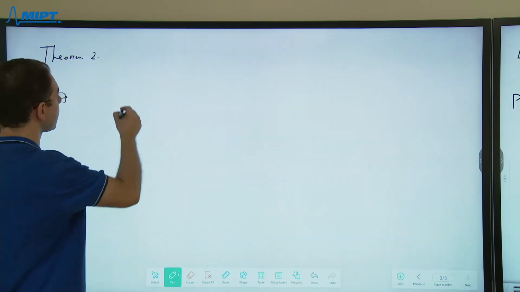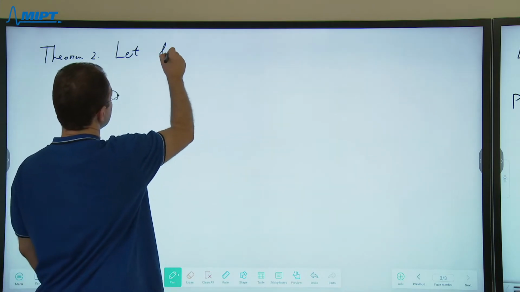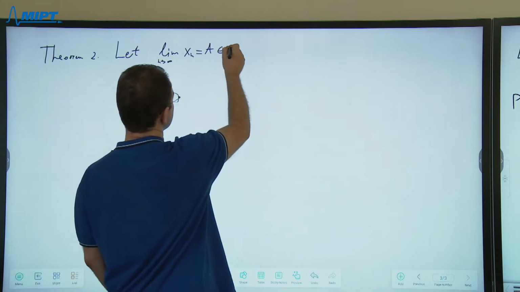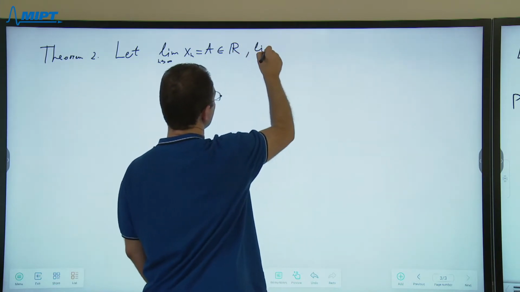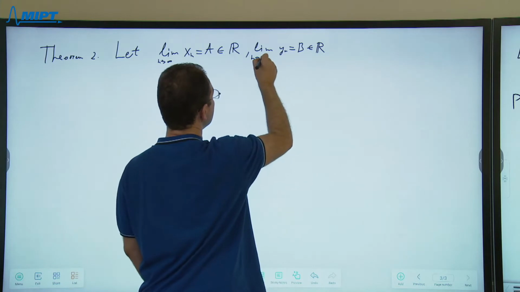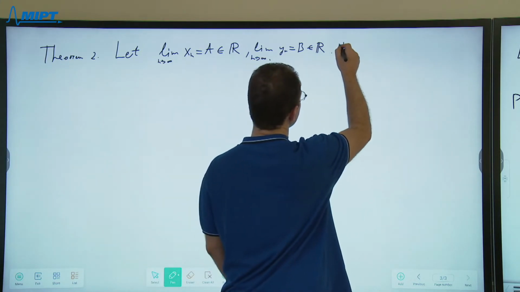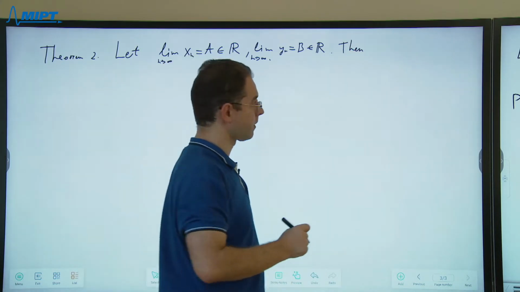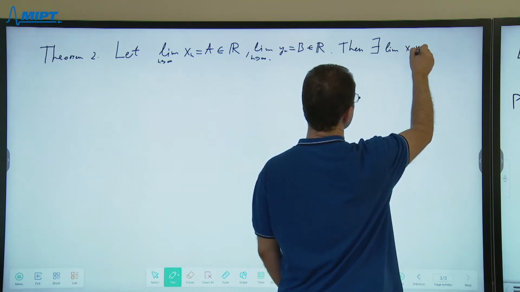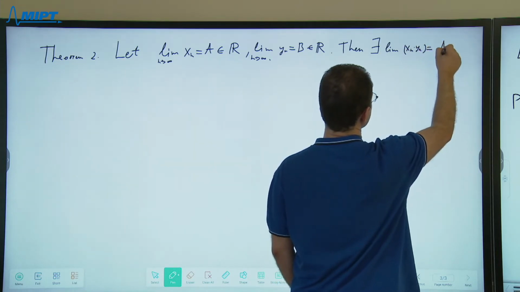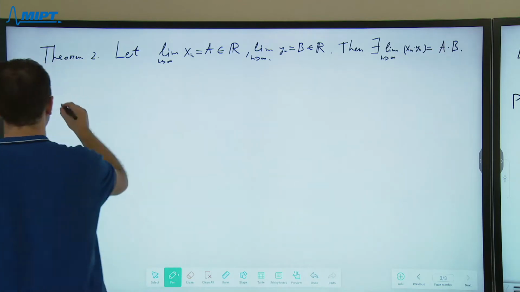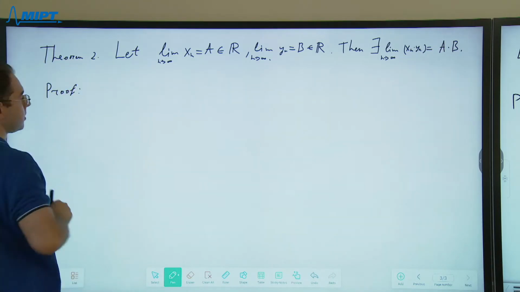Theorem 2. Let xn tend to A, yn tend to B. Then there exists a limit of xn times yn, which is A times B. Proof.